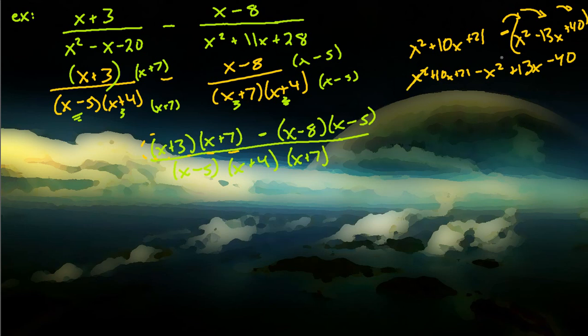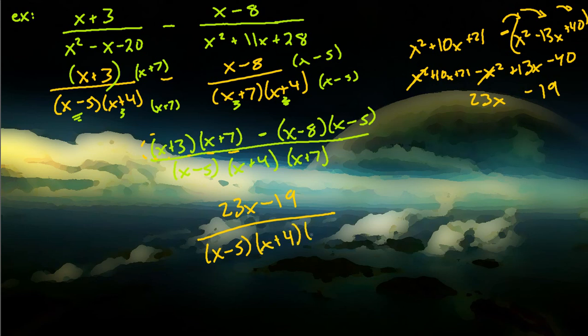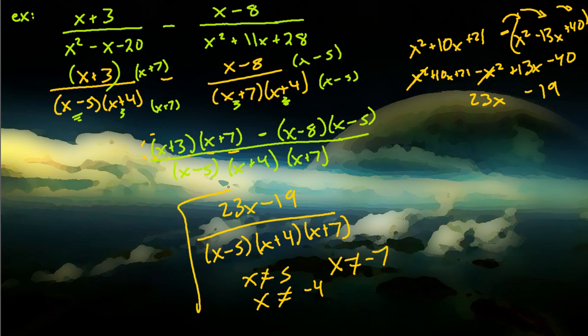We'll continue combining. The x squareds go away. And we get 23x and then minus 19. Okay, and that doesn't factor. All right, so at the bottom, we'll have 23x minus 19. What's our denominator? X minus 5, x plus 4. So nothing factored in that numerator, and nor does anything cancel. So our restrictions, x is not 5, x cannot be negative 4, and x cannot be negative 7.